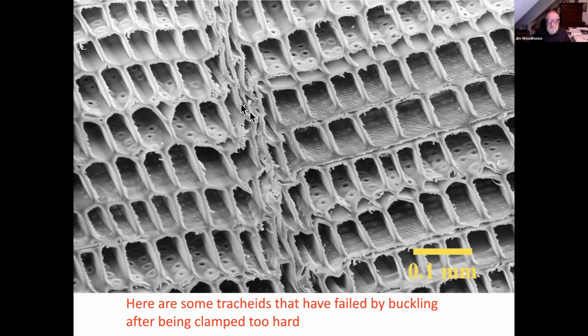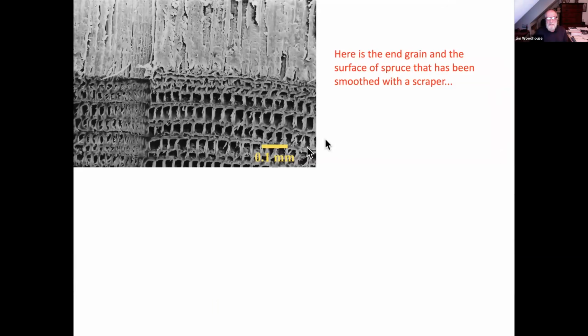There's a row of a couple of cells. And under the pressure of the vise, which is left to right in this picture, these cells have collapsed by buckling and they've all squidged up sideways. Not something you'd want to see in the middle of a soundboard.